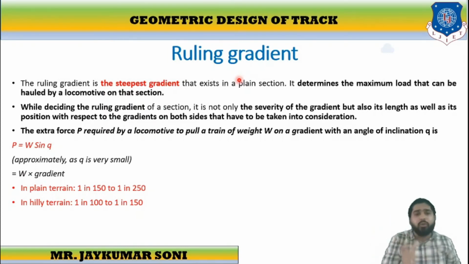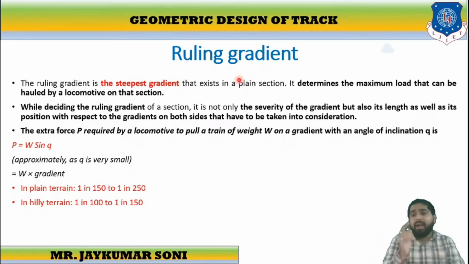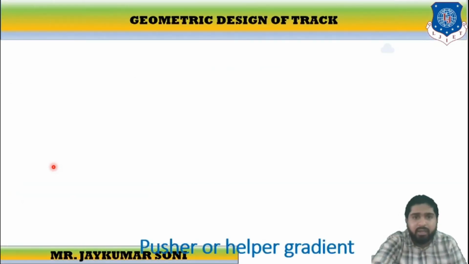So that extra force P required by that engine, that is called a locomotive, that is called a train, to pull the train from this place to this place of the weight W at the inclination of angle Q, will be given as W sine Q, where Q is very small, which is W into gradient. If plain terrain is there, then it ranges from 1 in 150 to 1 in 250. And if hilly terrain is there, then it ranges from 1 in 100 to 1 in 150. So this is all about ruling gradient.